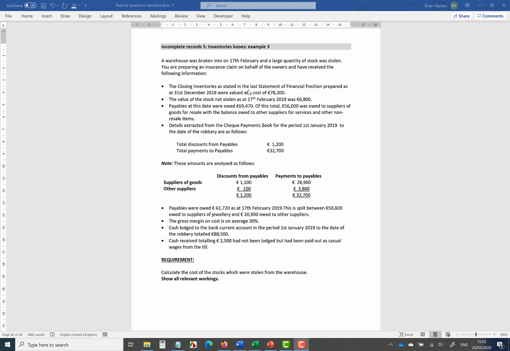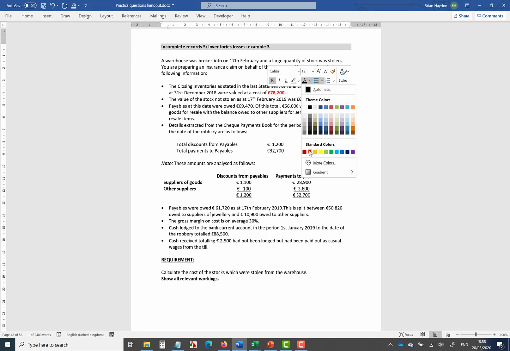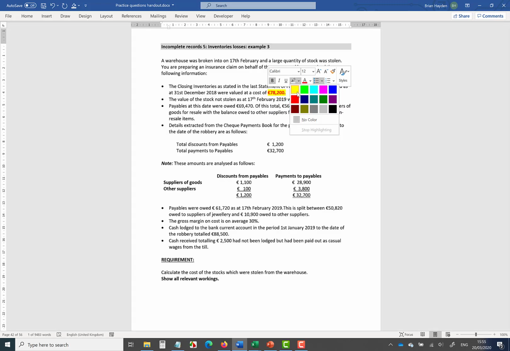So the closing inventories as stated in the last statement of financial position, the last balance sheet prepared at the 31st December 2018, were valued at a cost of 78,200. As you hopefully recall from last video, this would be our opening stock this time round. This is the stock that we had at the end of the last accounting year, which ended in 2018. And now we want to look at the 2019 year. So this would be our opening stock in our trading account.